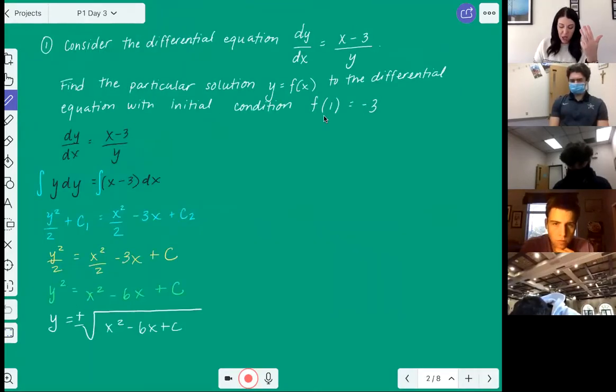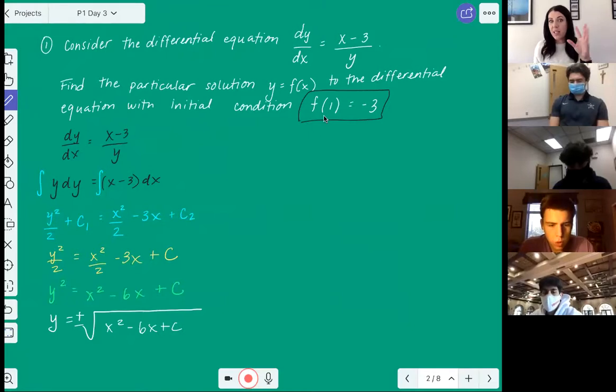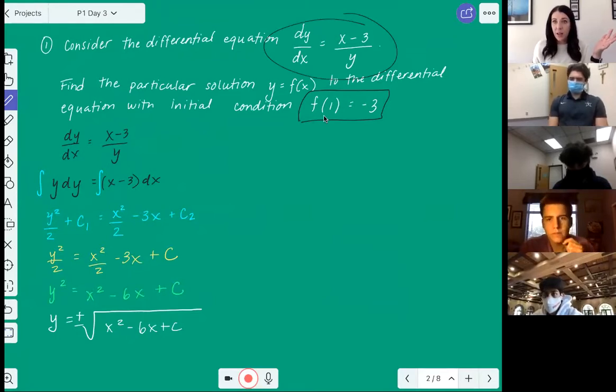And what that means is generally you're provided some information about x and y. Now it says f of 1 equals -3. We're working in terms of x and y. We're going to work in terms of x and y the whole time because this equation was in terms of x and y. So do not suddenly change anything to an f. I know it says y equals f of x. Leave everything in terms of x and y. Leave it in terms of what was given in that first dy over dx equation.